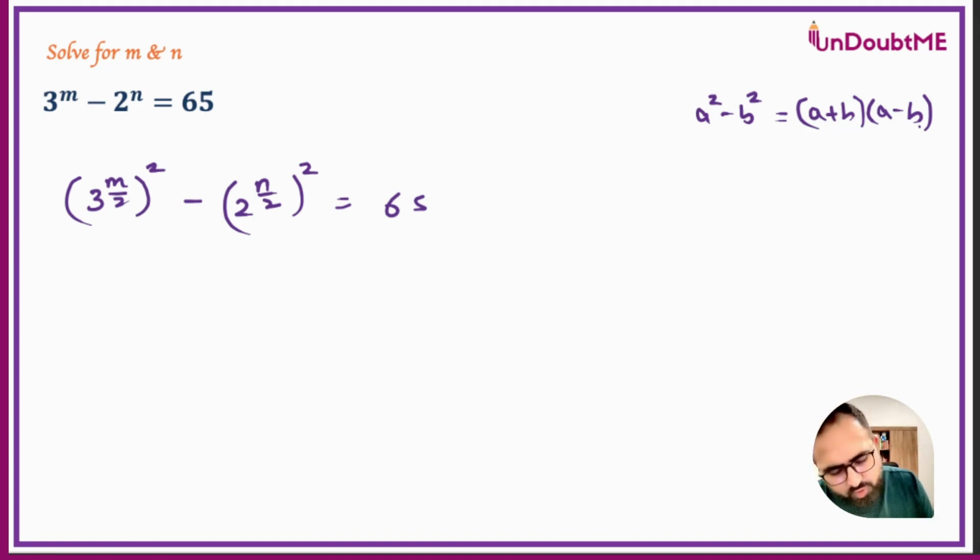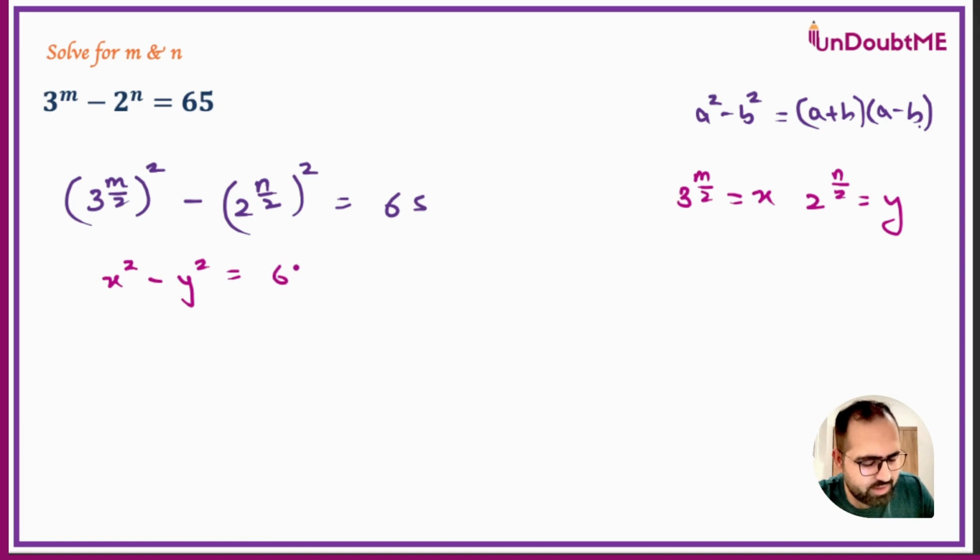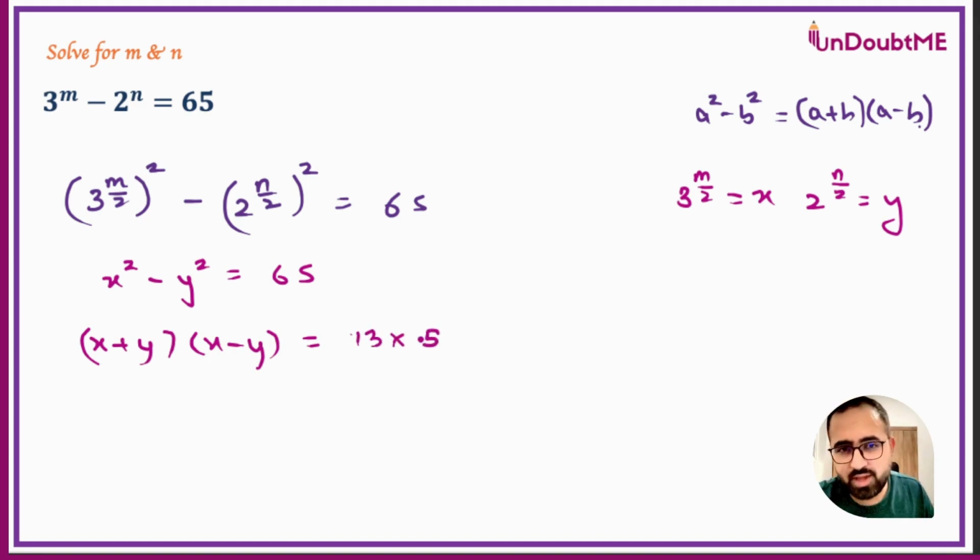Now before moving forward, I will write 3 to the power m by 2 is equal to x and 2 to the power n by 2 is equal to y, so that my equation looks very easy and I can proceed to solve it. As I have written the identity, I'll write it down as (x plus y)(x minus y), and 65 can be written as 13 times 5. There's a reason I've written 13 first, because we will not be solving it in a conventional way. We have to be smart to solve such types of questions.